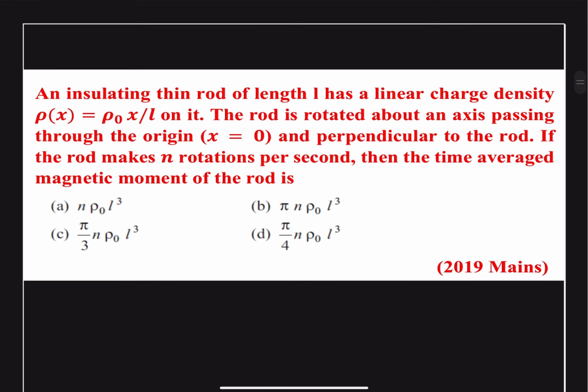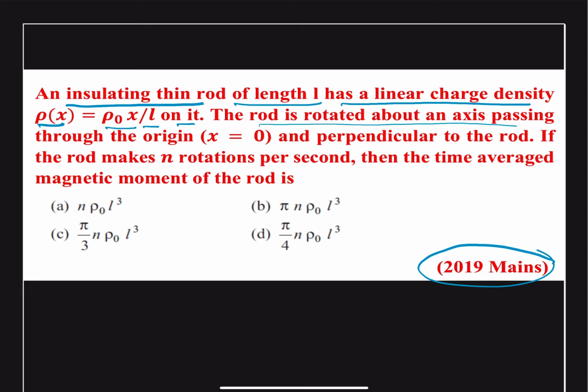We come to the next question. It was also asked in the year 2019, and it states that an insulating thin rod of length L has a linear charge density rho of x, rho naught x upon L on it. The rod is rotated about an axis passing through its origin, that is x equal to 0, and perpendicular to the rod. If the rod makes n rotations per second, then the time averaged magnetic moment of the rod is.